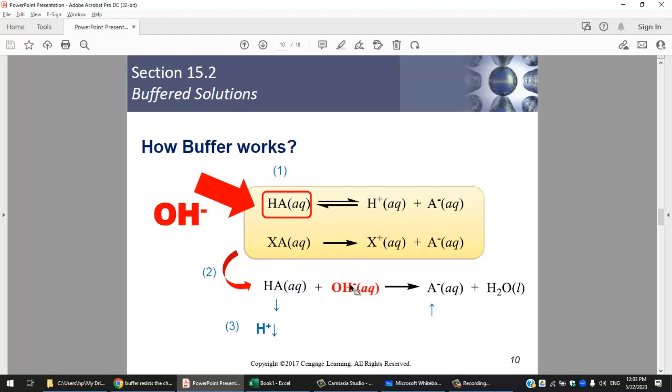So HA reacts with OH minus as a second step to form A minus and H2O, and because HA is consumed, the reaction will shift to the left actually, causing a small decrease in the H plus and therefore an increase in the pH.